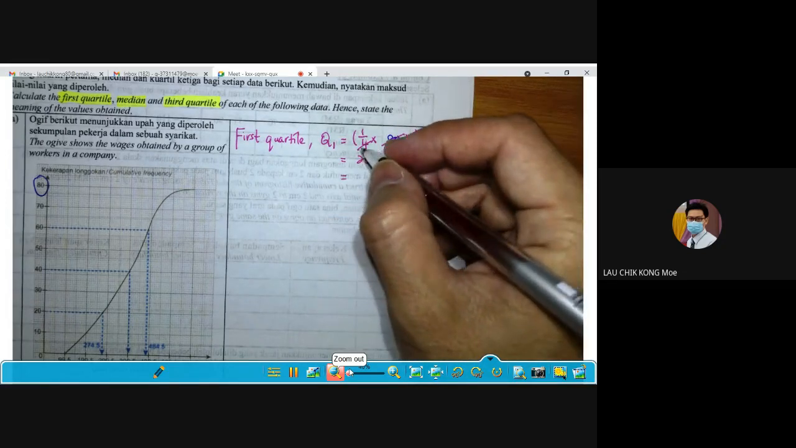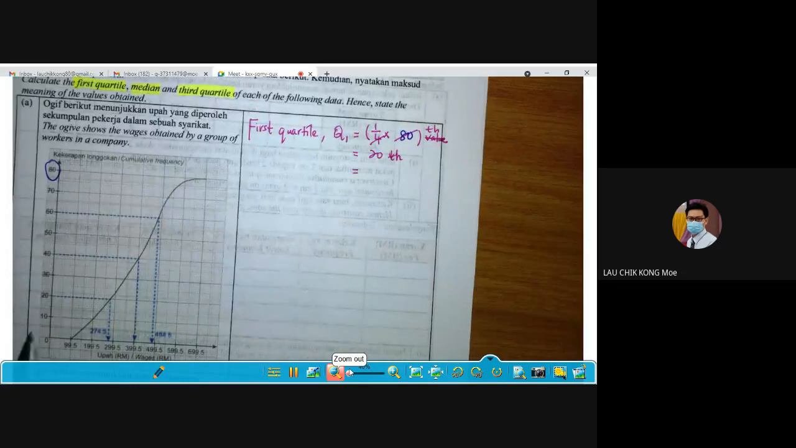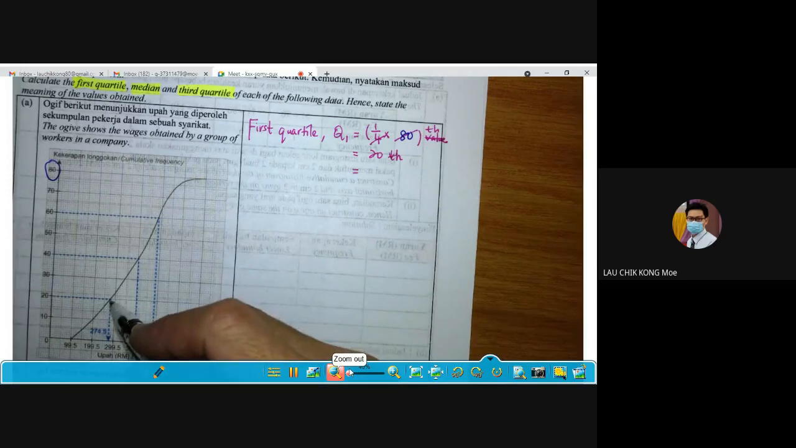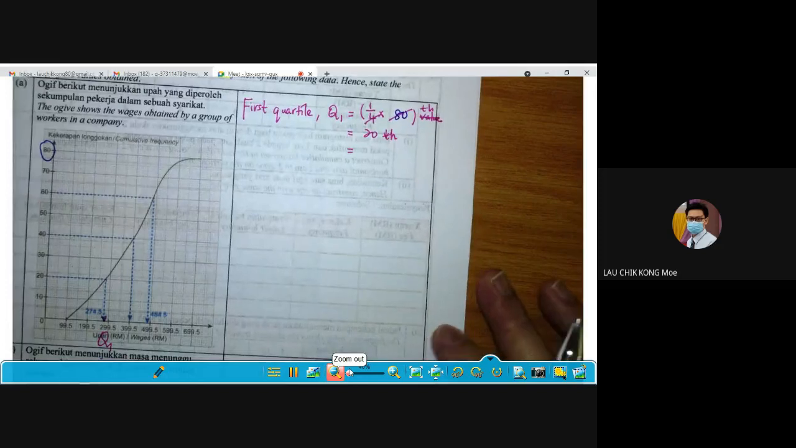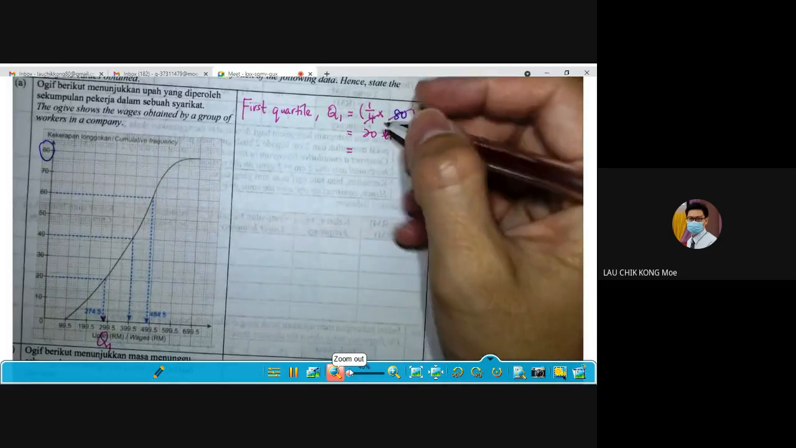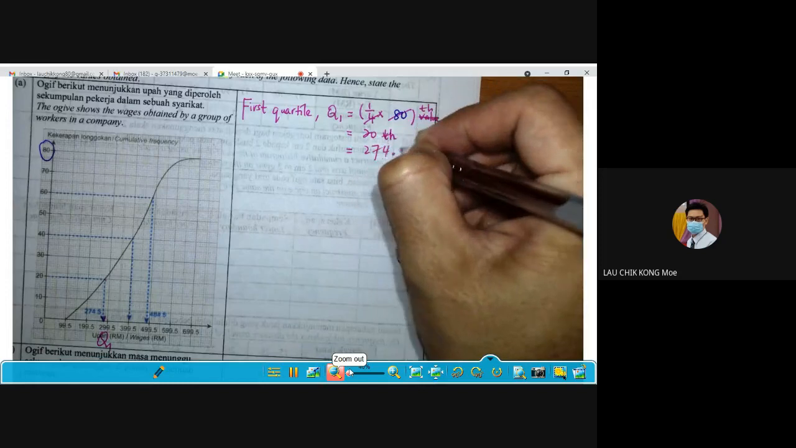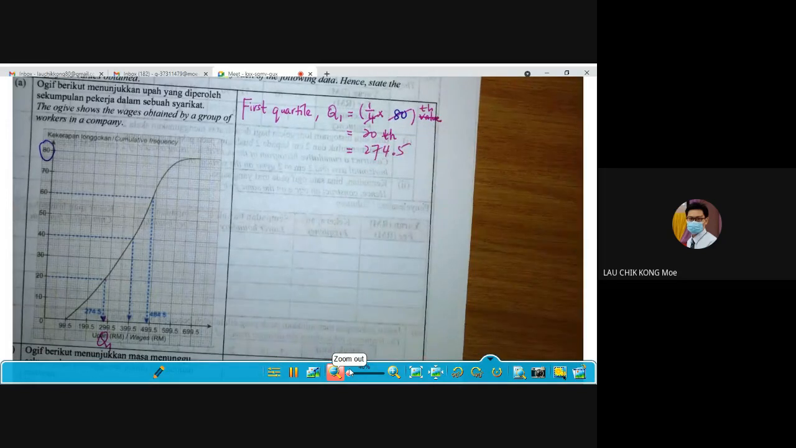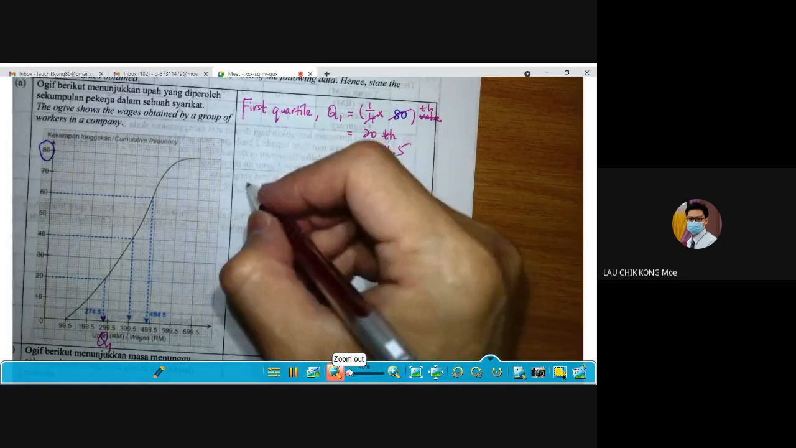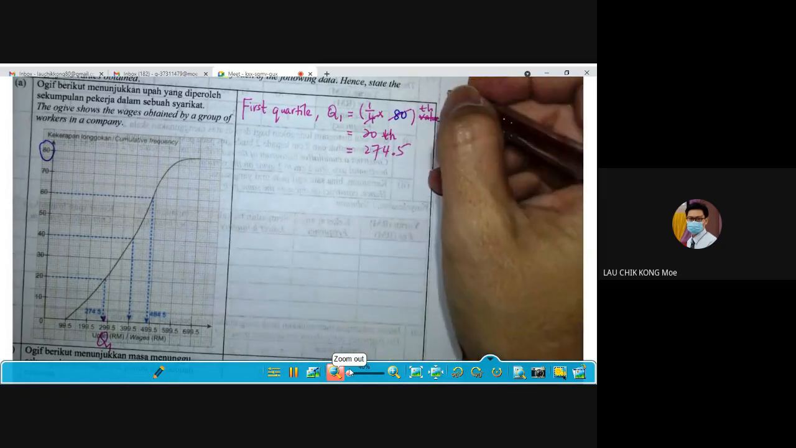So you look at the graph. We have a 20 here, is it? Okay, so you use a dash line, you go to the graph. After you touch the graph, you're going down. This is a Q1. Okay, Q1 here. Okay, so from the graph, that is already count for you 274.5. Okay, that is the first quartile. Okay, after that, you need to give the meaning of each.